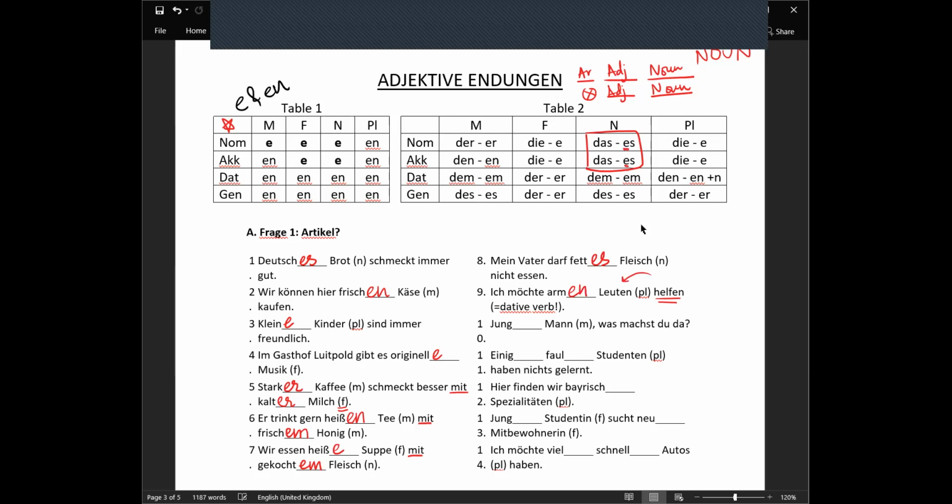Then the next. Younger man talks to the, that is correct. Plural.